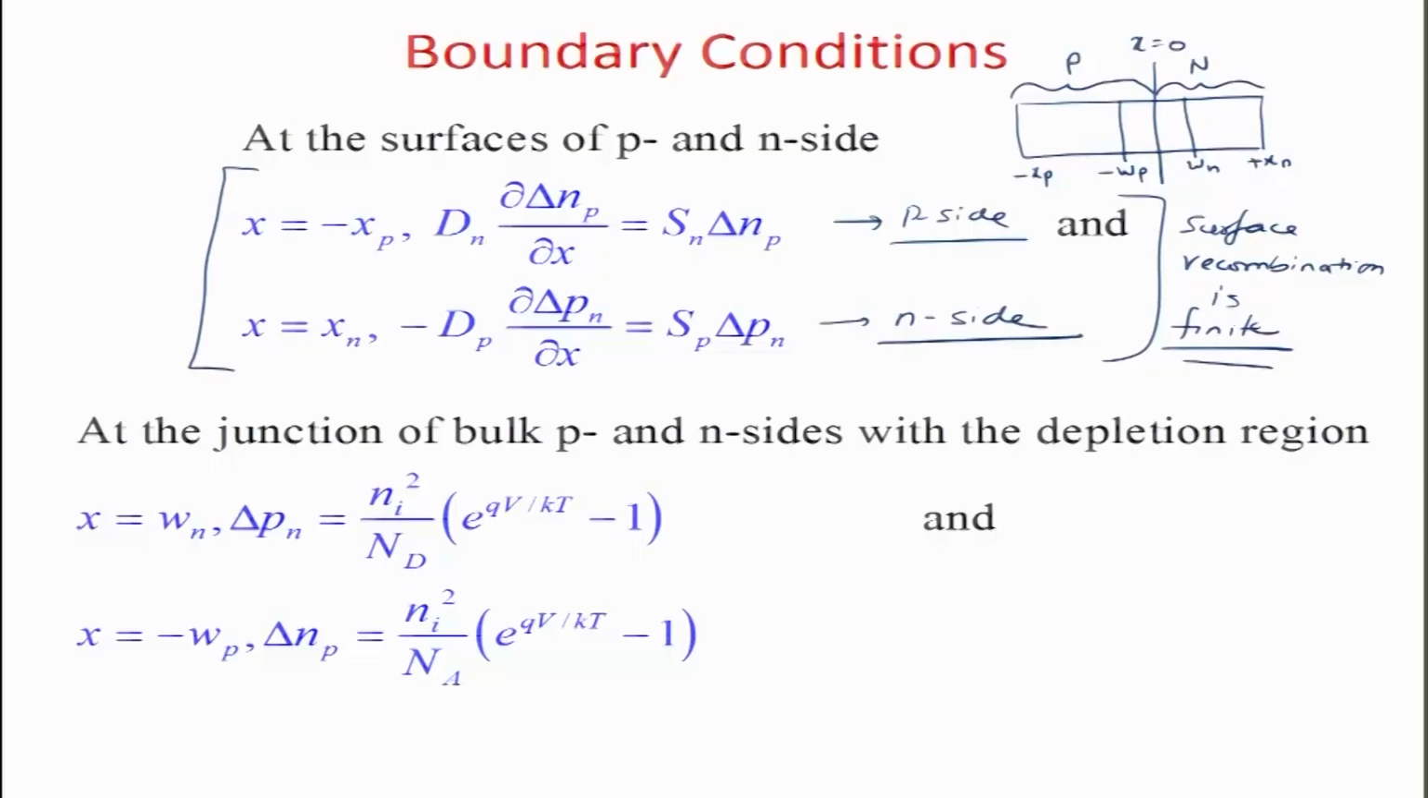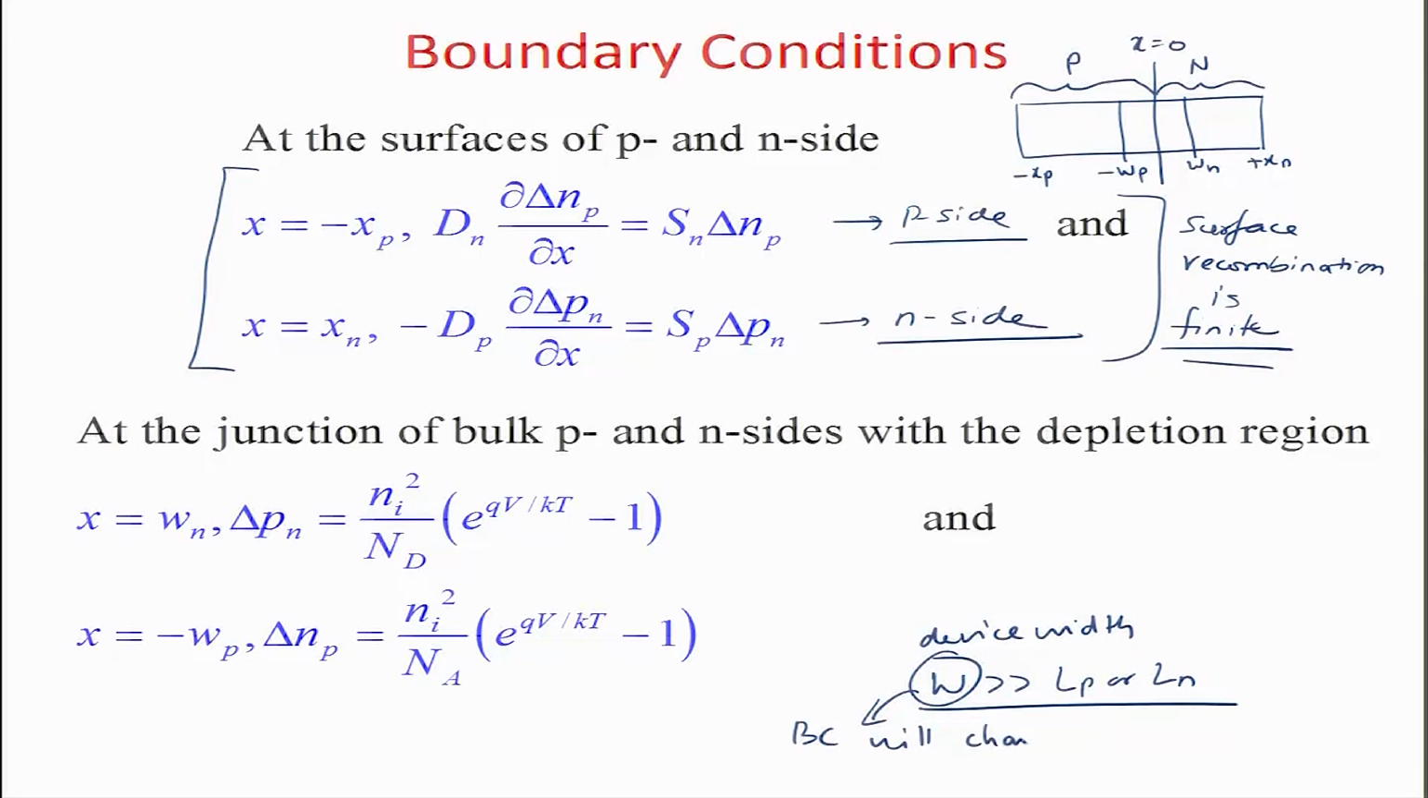But you may have other boundary conditions if your solar cell device is very thick as compared to the depletion region. So when your device is very thick, or you can say that the width is much larger than LP or LN, then you will have to change the width of the device. Okay, device width, then the boundary condition will change and hence your solution will also change.